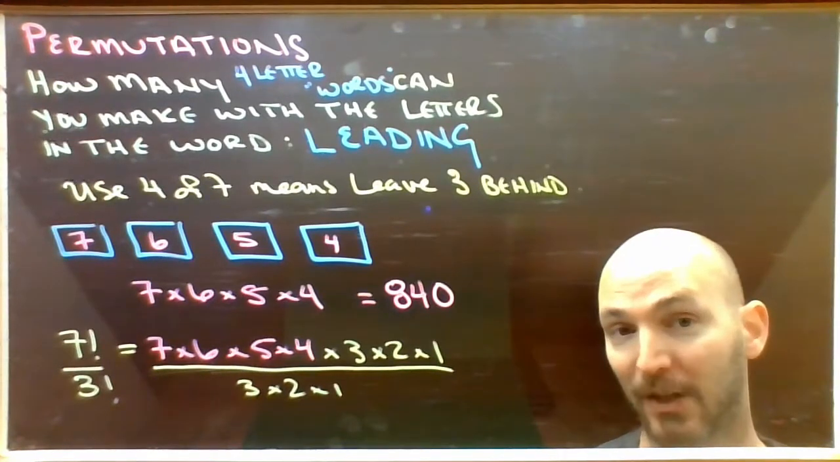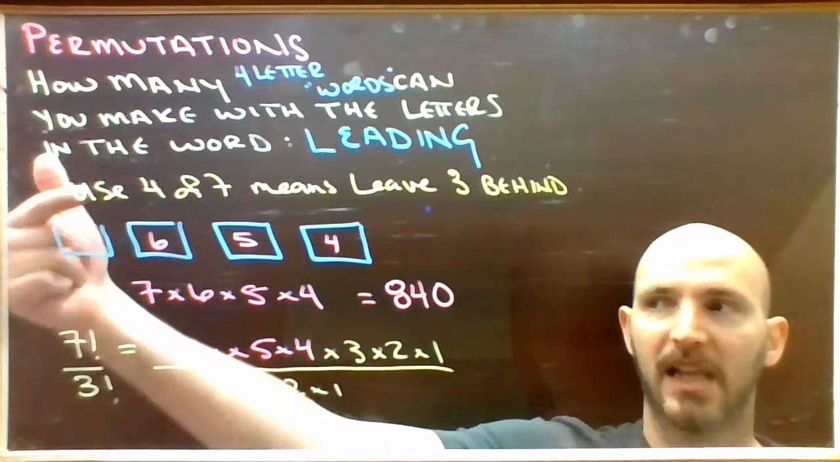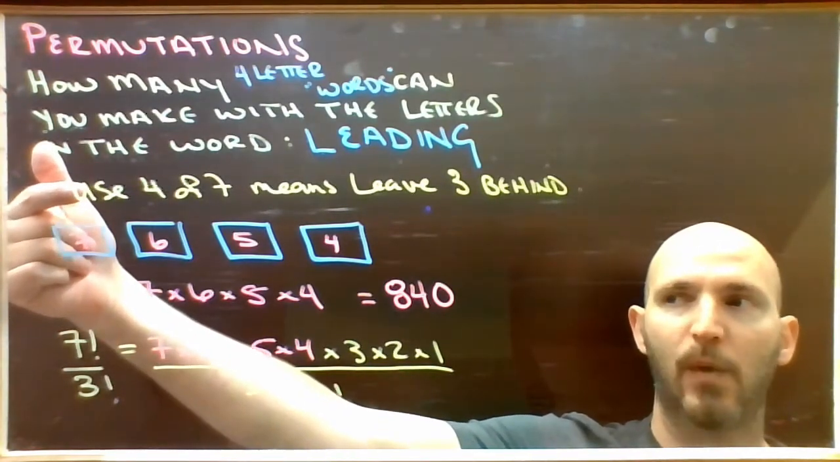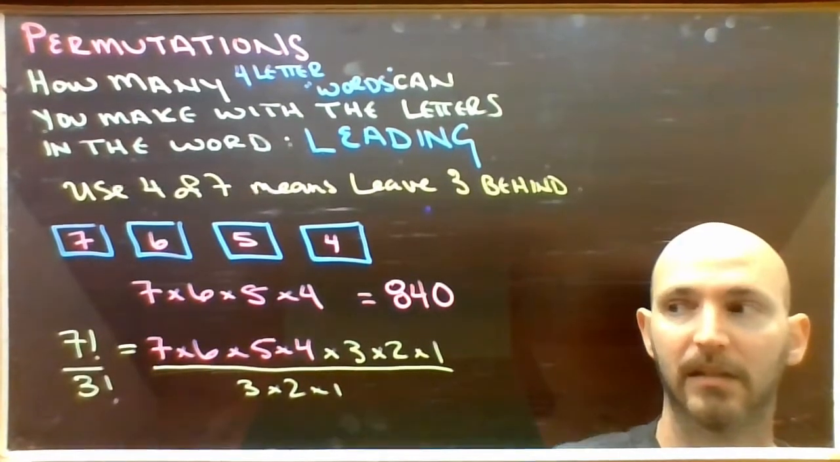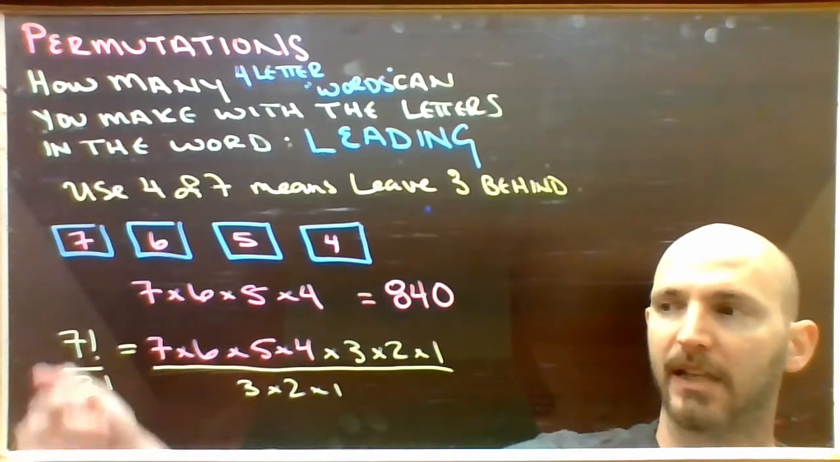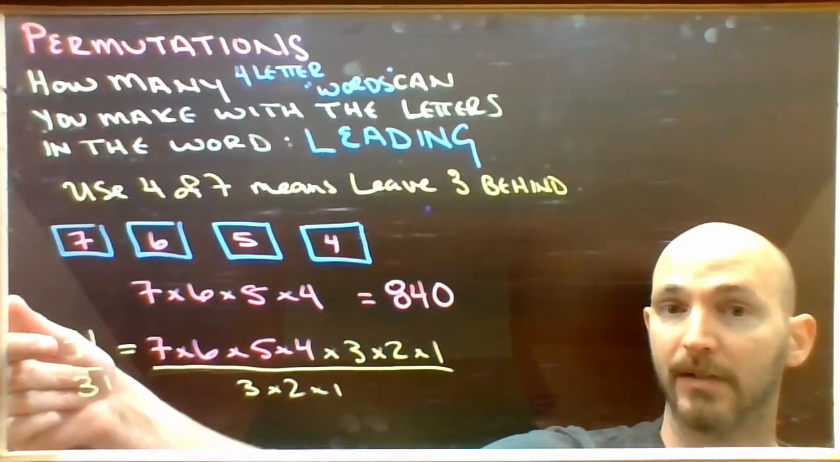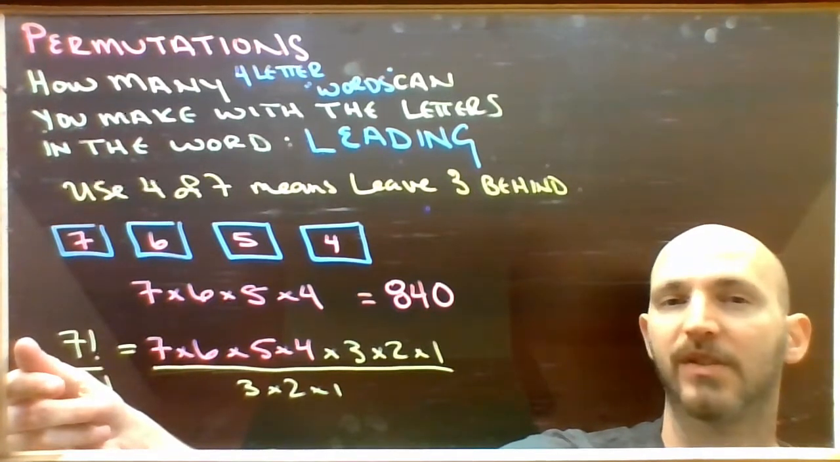And if I take a look at some of the information I wrote up there, do you notice in this line it says that using 4 of 7 means that you leave 3 behind? So if you're not using all of the letters, it looks like you shuffle all of the letters, but then you divide out the shufflings of the ones you don't use.